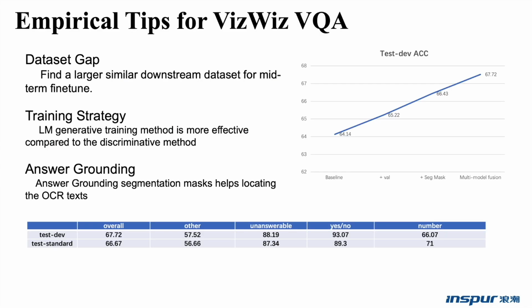Through the challenge, we summed up the relevant tricks for our VizWiz VQA challenge. Firstly, the VizWiz VQA dataset contains limited data compared to the pre-training phase data, so mid-term finetuning on a larger downstream dataset like VQA and GQA can help better reduce the dataset gap. Secondly, we tried the BLIP model for its flexible encoder-decoder design. The LM generative method seems more reasonable in reality. Finally, answer grounding results can sometimes serve the VQA model, especially in the OCR cases.